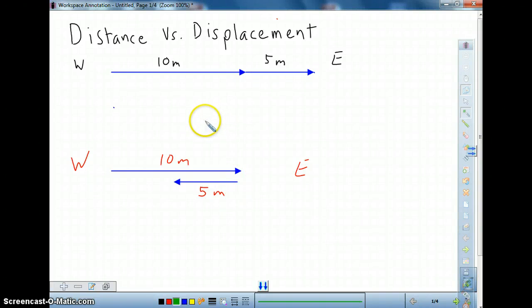Alright, so quick review of distance versus displacement. It's going to be a big part of some of our problems. We briefly discussed it early on, so just a few more specifics with some helpful vector diagrams.